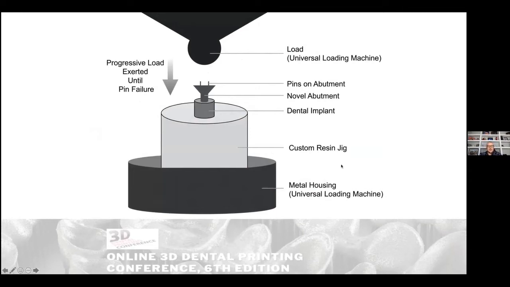So this was our simulation setup. Here's the abutment we talked about. Here's the implant. And then here we basically have a custom jig that's fit in a metal housing. And then this is just an Instron machine. So this is a load that's going to press down here until we get bending or failure. And we're going to take that measurement.